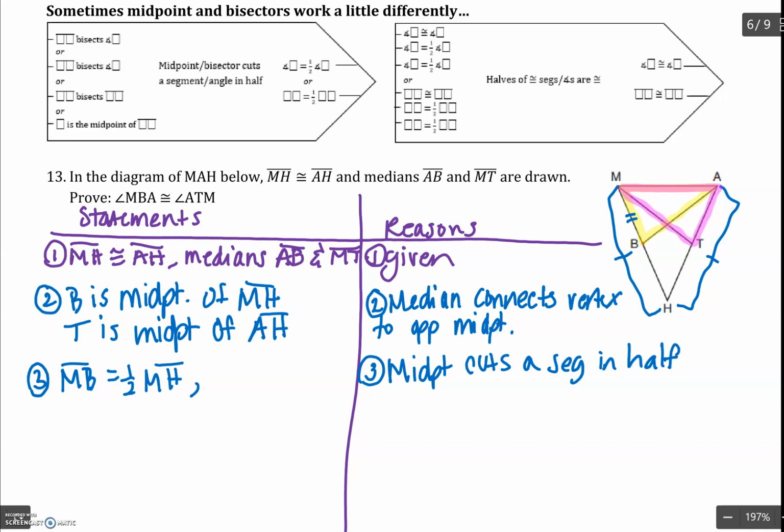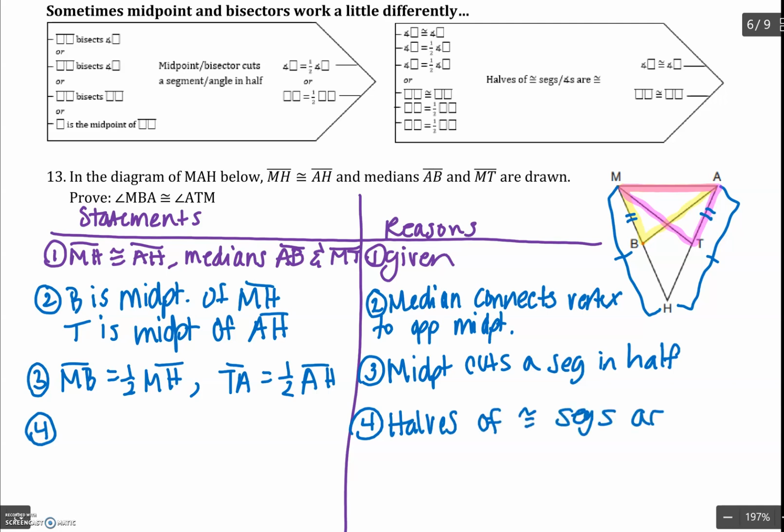And then I'm going to do the same thing with TA from the pink triangle. I'm going to say that TA is half of AH. That way, when I go to mark them off, since I know that MH and AH are congruent from my given up here, I'll be able to use the same number of tick marks on AT. The reason I'll put in my reason column is that halves of congruent segments are congruent.